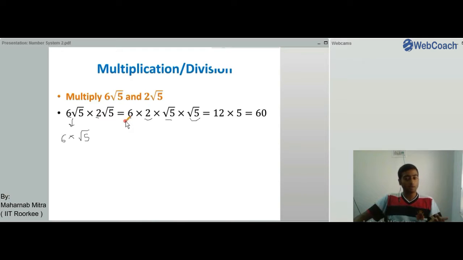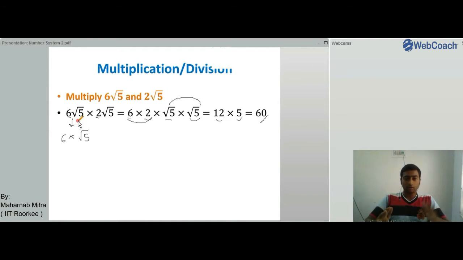So what we do, first we multiply the rational parts. Here we get 12, 6 twos are 12, and you can see these are similar terms, right? So square root of 5 times square root of 5 gives us the term which is inside the square root, and thus we get 5 as the result of the multiplication of these two same irrational numbers, right? So we get the final result as 60, right? Let me repeat the steps.